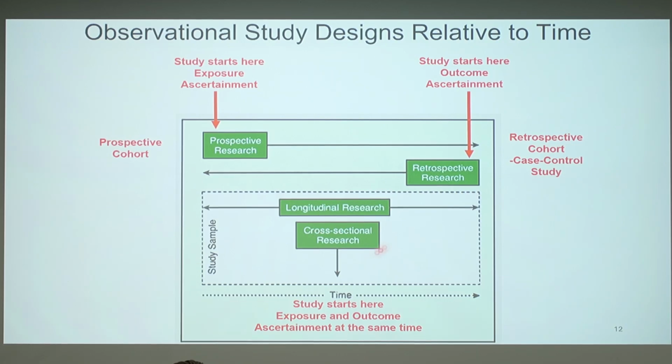And then cross-sectional, one snapshot in time, you're looking at a group that has been exposed to something, who gets the disease, who doesn't at one point in time. Any questions about the time constraints of observational studies?